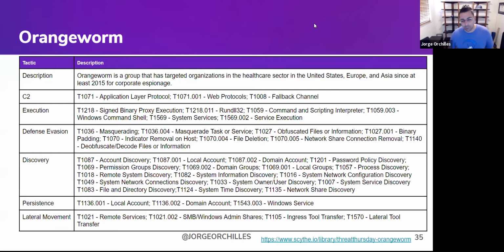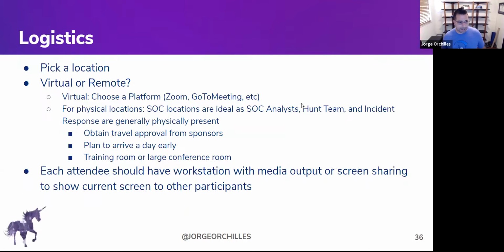So Rangeworm, this is the one that you're going to do. They are a low sophistication threat actor. They do a lot of living off the land. That means that they're going to use things from the operating system to identify various different things. So you're going to read up about them and do that in a bit.